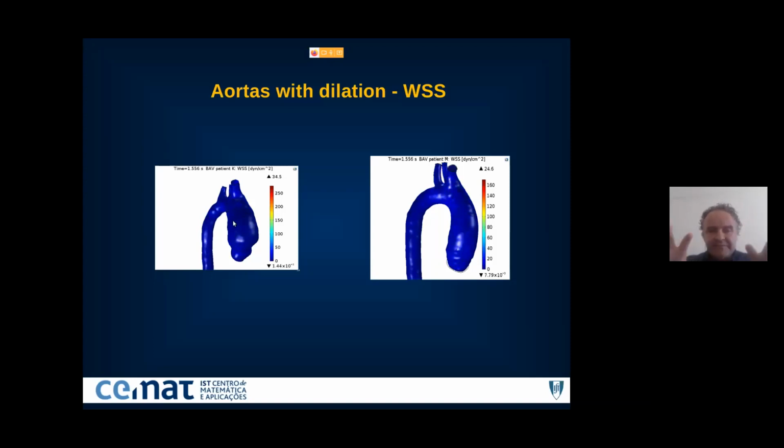And this is the type of indicator that they like to understand, because they like to see, according to the shape of the aorta, where are the areas where these tensions are higher and where are the areas where they are lower, etc. So these are extended measurements that can help in diagnosis and decision making.